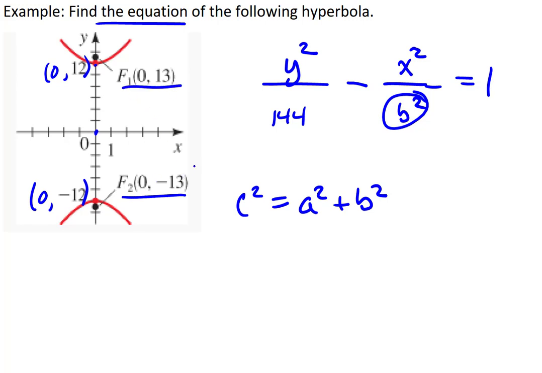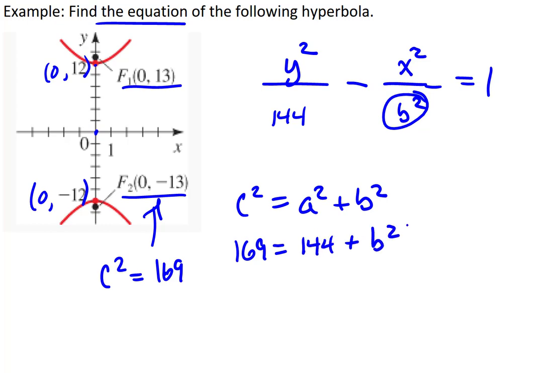Well, that's giving us actually a lot of information. That tells us that c squared would be 169. That's the coordinate of the foci, the y coordinate squared. So 169 would be our c squared value. Okay, that means 169 equals a squared, which we already found to be 144, plus b squared, which means we can solve for b squared. This would simply tell us that b squared equals 25.